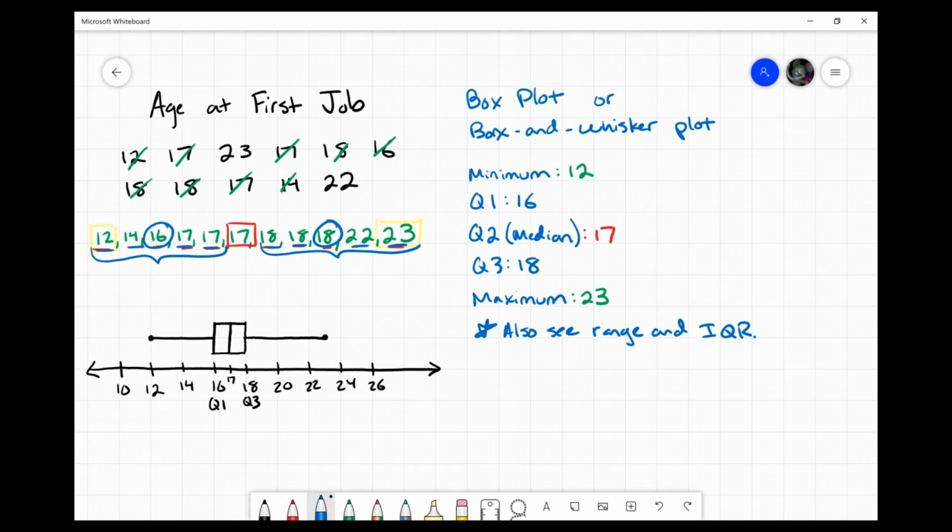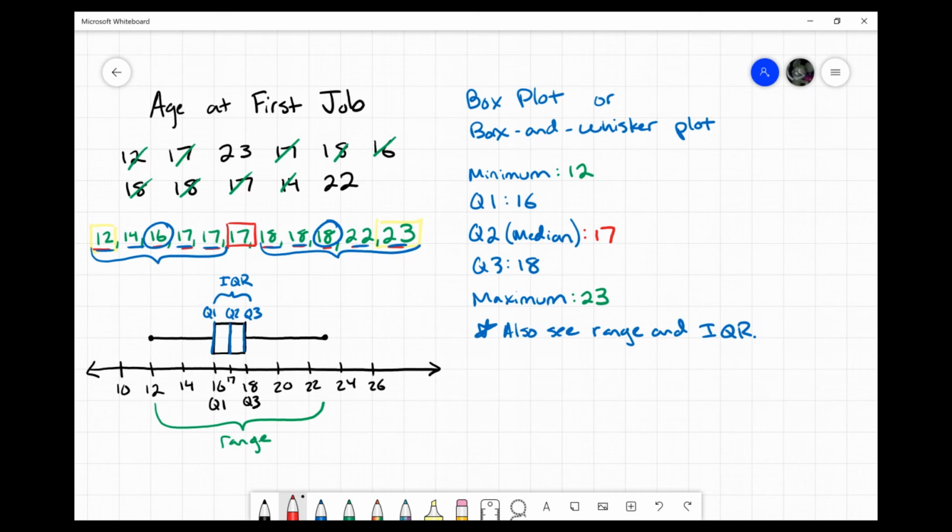So while we can see the very middle of the data as quartile 2, we can also easily see quartiles 1 and 3 representing the middle 50% of the data. This is the middle half of our data, which is also known as our interquartile range, the separation between quartiles 1 and 3. The entire thing from 12 to 23 shows us the range.